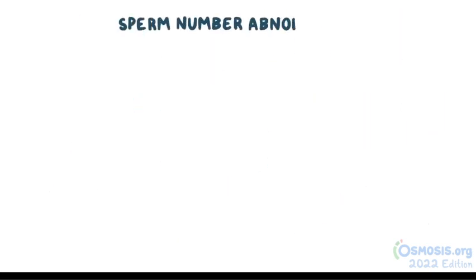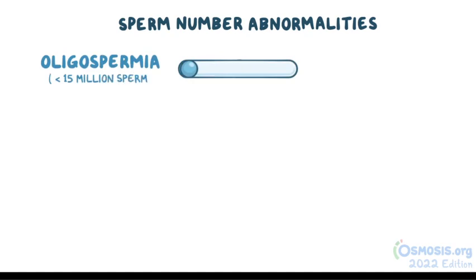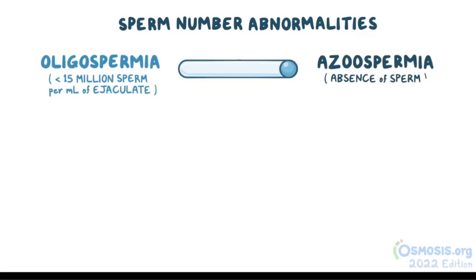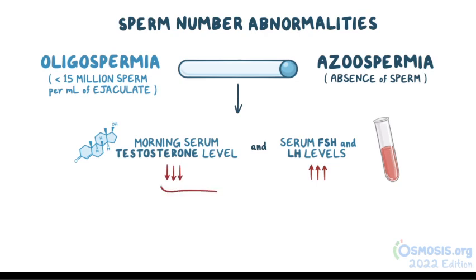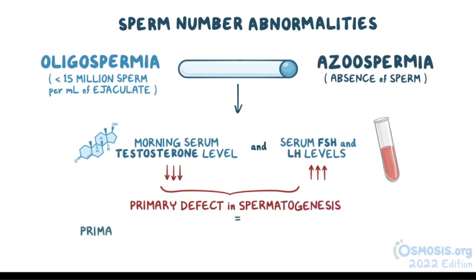Sperm number abnormalities are the most frequent cause of infertility, and they can range from oligospermia, meaning less than 15 million sperm per milliliter of ejaculate, to azoospermia, which is the absence of sperm in the semen. These findings should prompt a morning serum testosterone level and serum FSH and LH levels. High FSH and LH and low testosterone in the presence of oligo or azoospermia suggest a primary deficit in spermatogenesis, also called primary or hypergonadotropic hypogonadism.